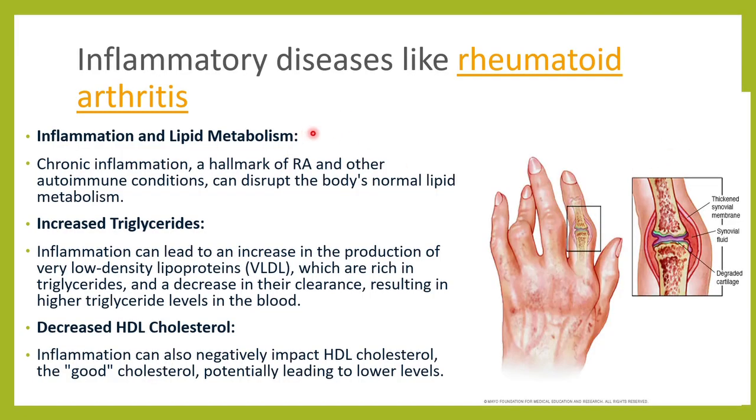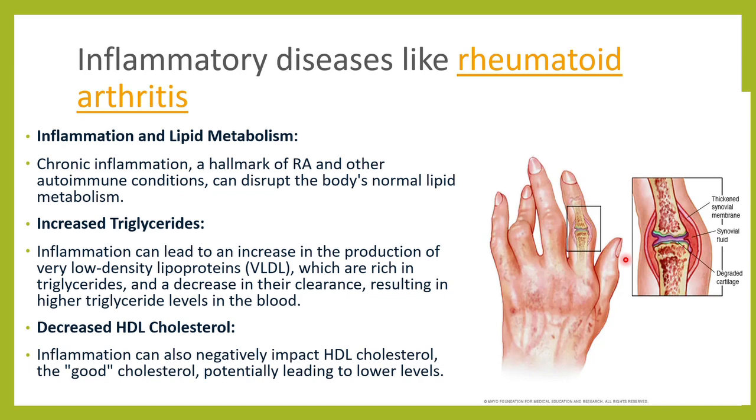Inflammatory arthritis like rheumatoid arthritis can also alter the lipid metabolism. Chronic inflammation, which is a hallmark of rheumatoid arthritis and autoimmune diseases, can disrupt the body's normal lipid metabolism, and inflammation can lead to an increase in the production of VLDL, which is very rich in TG. This can also decrease the clearance of these lipids, resulting in increased TG. And also there will be a decrease in good cholesterol level whenever there is chronic inflammation like rheumatoid arthritis or autoimmune diseases.